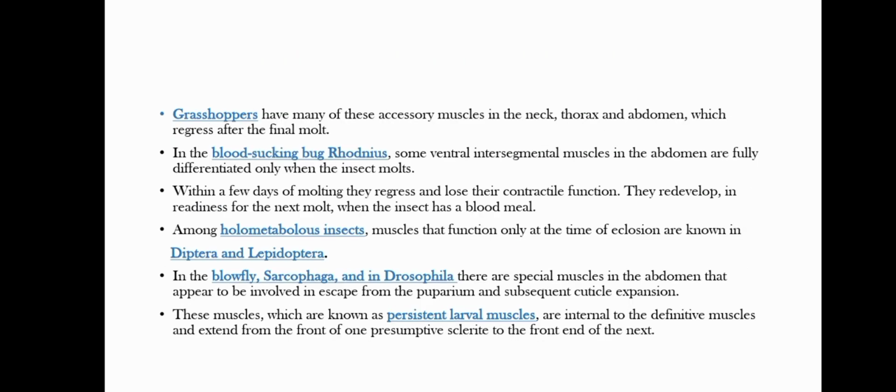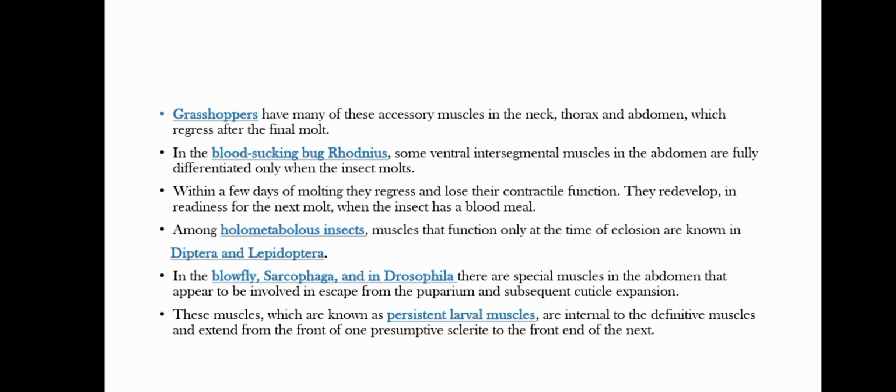In the case of grasshoppers, there should be accessory muscles in the neck, thorax, and the abdomen, which regress after the molting. In the blood-sucking bug Rhodnius, some ventral intersegmental muscles in the abdomen are fully differentiated only when the insects molt. And within a few days of molting, they regress and lose their contractile function, and they redevelop in readiness for the next molt when the insect has a blood meal.